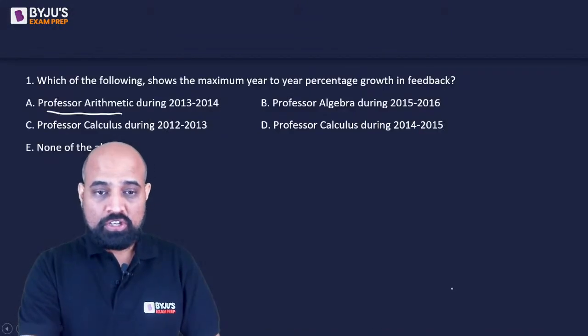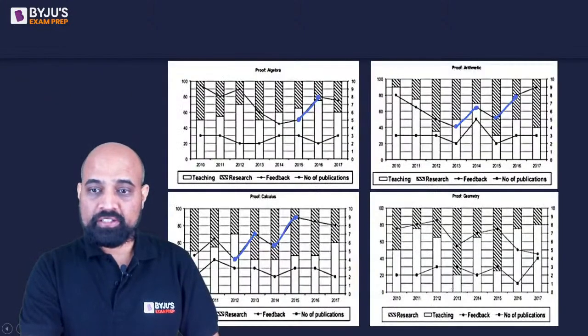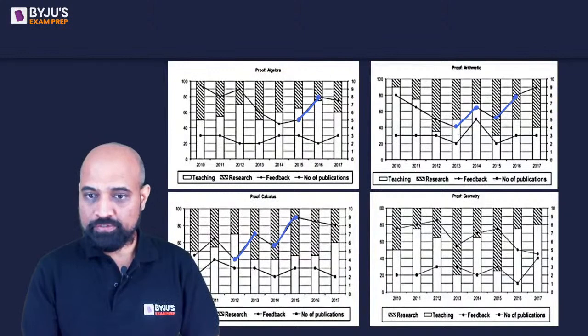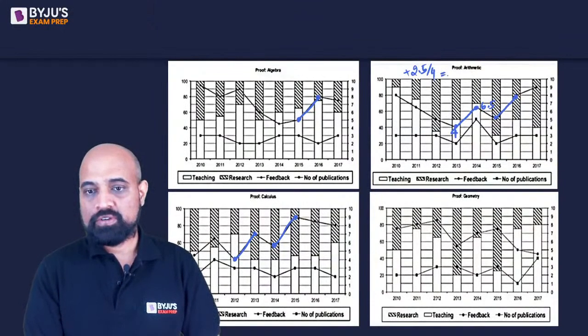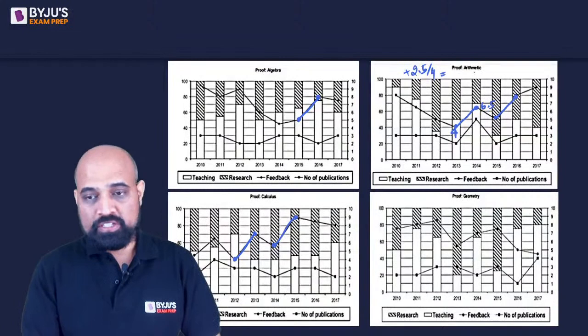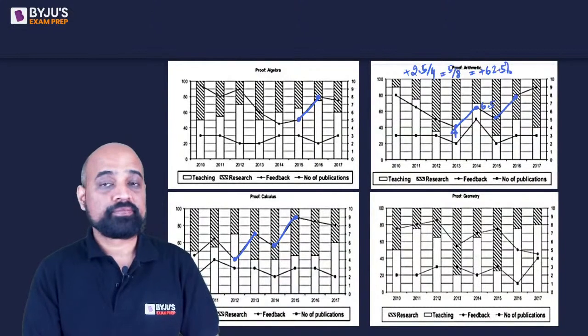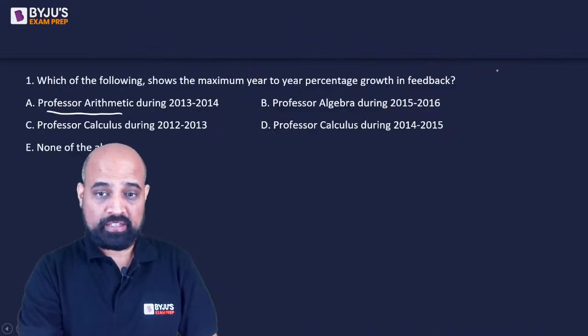Okay, so Professor Arithmetic during 2013 to 2014. This was actually a 4 and it changed to a 6.5. So there is a 2.5 increase over 4, which is nothing but 5 upon 8, which is nothing but a 62.5% increase in feedback.